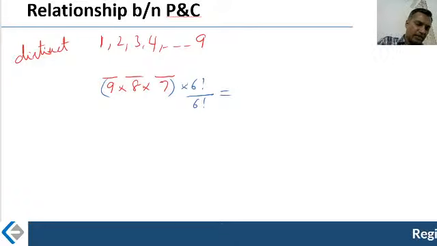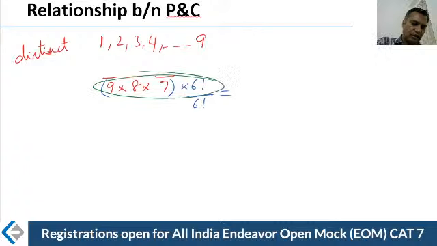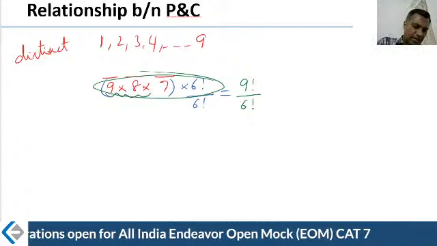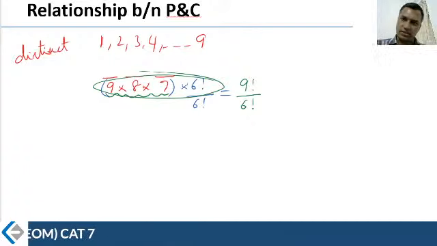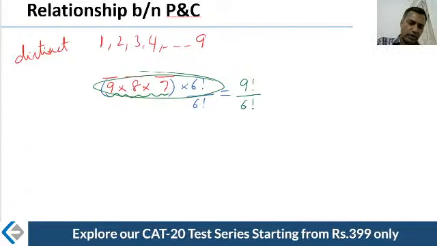What is the numerator here? 9 into 8 into 7 into 6 factorial is nothing but 9 factorial. What is the denominator? 6 factorial. Is it the same as my answer, 9 into 8 into 7? Of course, yes. It's the same thing. Now this 9 factorial by 6 factorial is what is called 9P3.